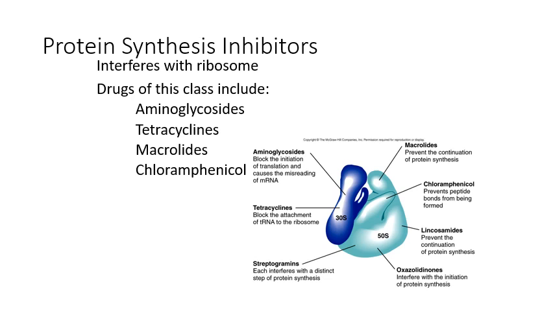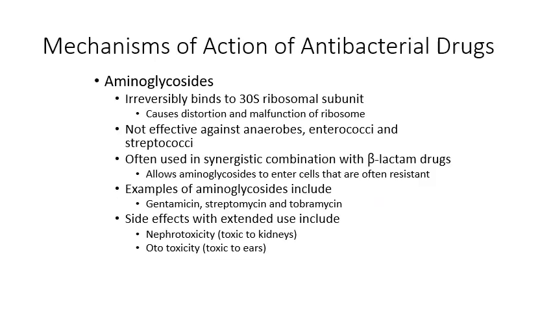And those subunits are slightly different than the subunits of a eukaryotic ribosome, which means that we can design drugs that are going to inhibit this ribosome, but are not going to impact your own human ribosomes that you have inside your cells. Right, so some main drugs that fall into this category are the aminoglycosides, tetracyclines, macrolides.